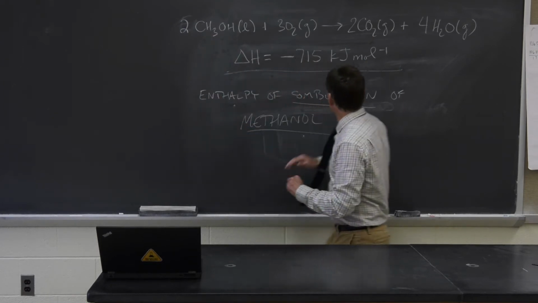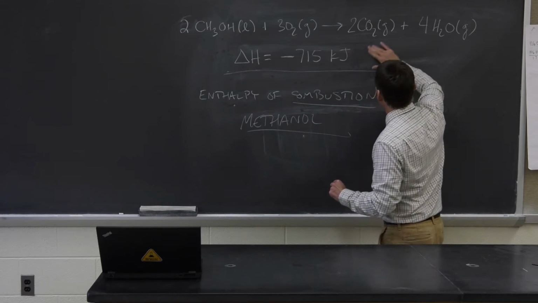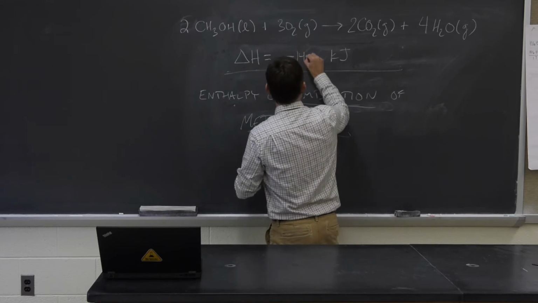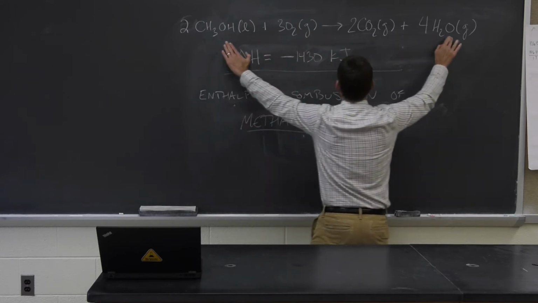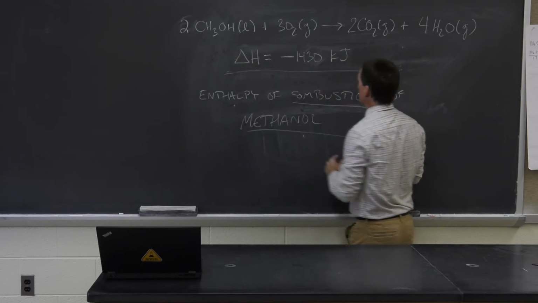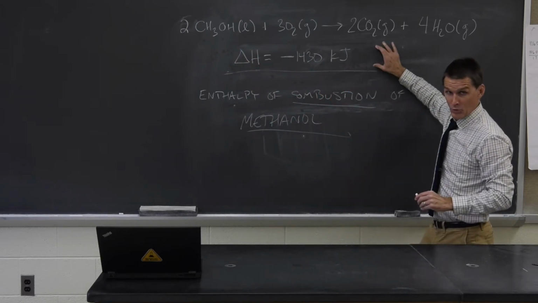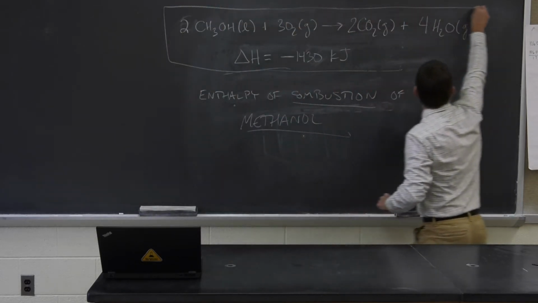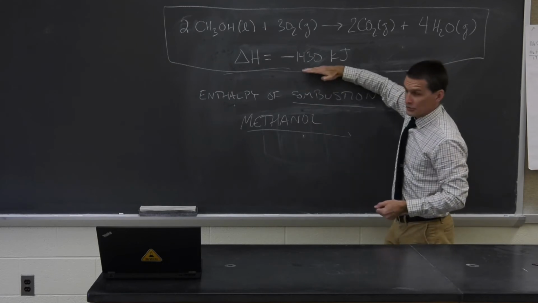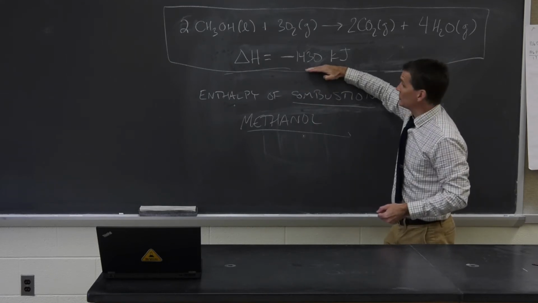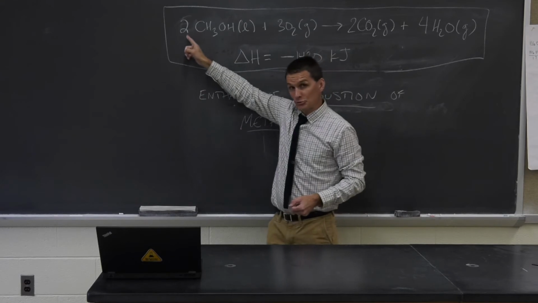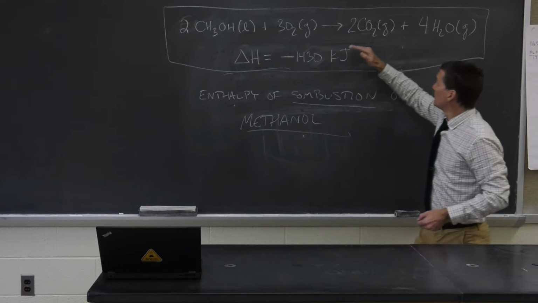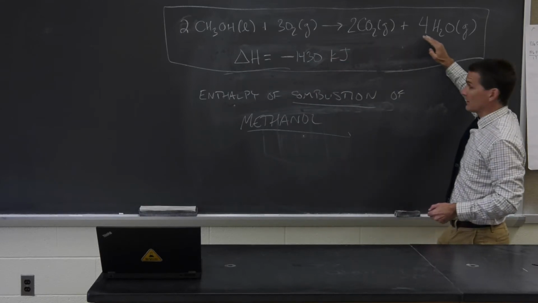Sometimes in your book you're going to see things written like this. You'll see the reaction written with negative 1430 kilojoules, so you'll see the reaction listed and then a negative 1430 kilojoules, and you won't see a per mole listed afterwards. If you see the reaction listed like this, 1430 kilojoules would correspond to the combustion of 2 moles of methanol reacting with 3 moles of oxygen to produce 2 moles of carbon dioxide and 4 moles of water.